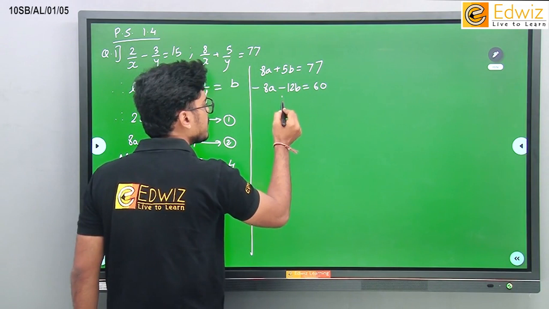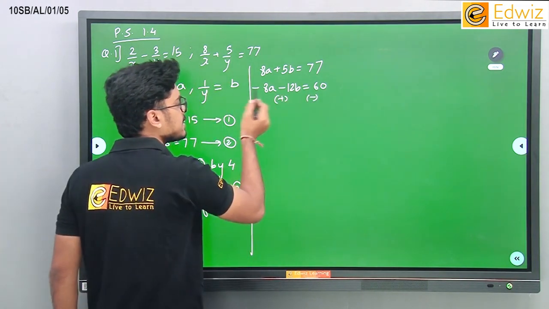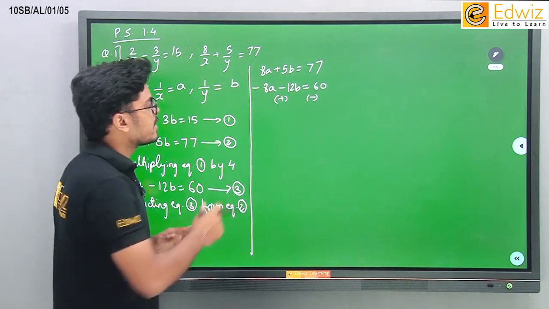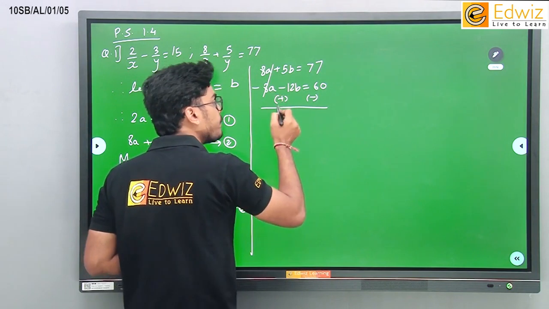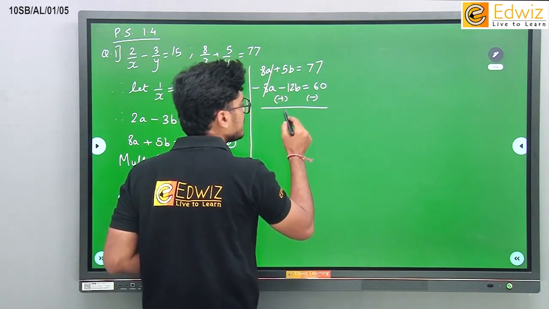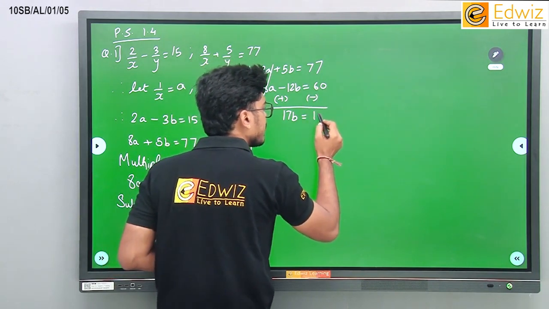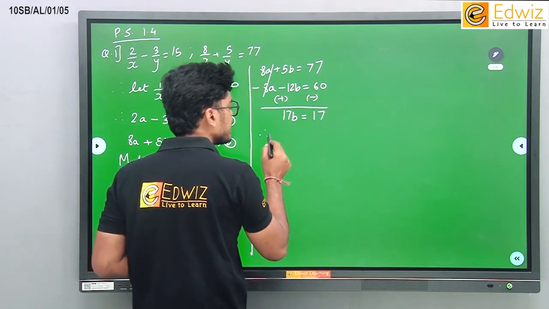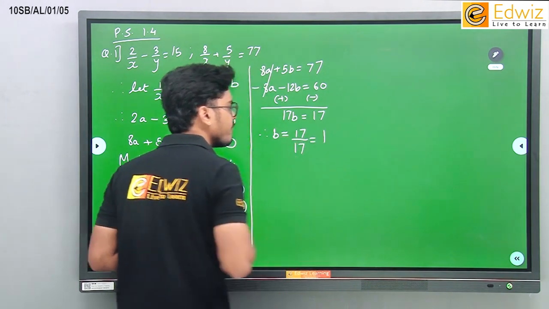So this was minus, now it will become plus. This was positive, this will now become negative. This is negative as shown here. Okay, so 8a minus 8a got cancelled. 5b plus 12b will become 17b. Okay, and 77 minus 60 will become just 17. So from here you can see the value of b is 17/17, that is just 1.